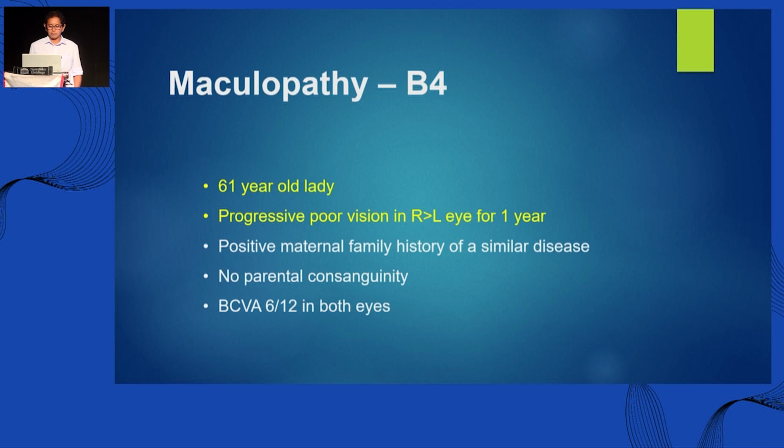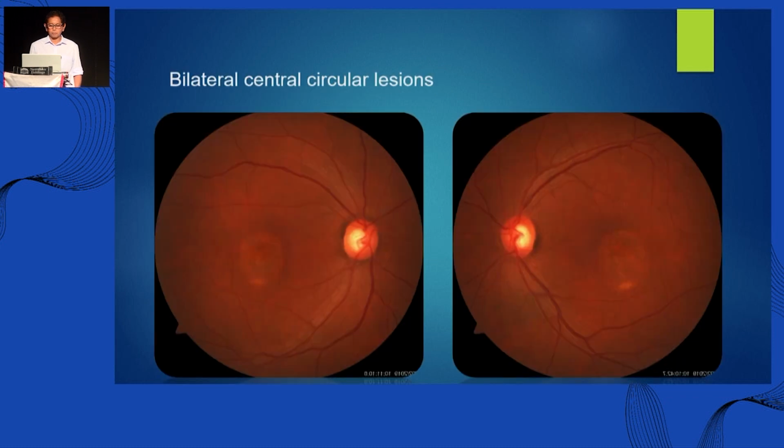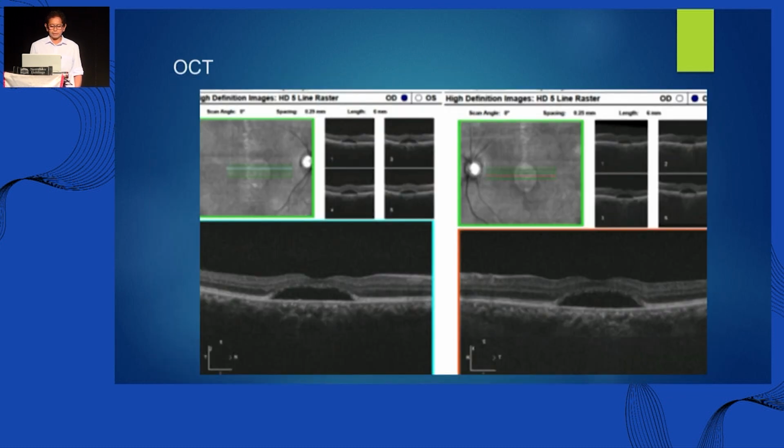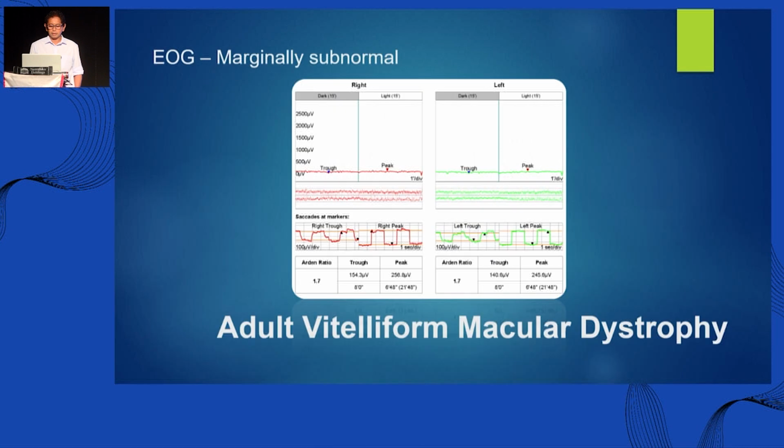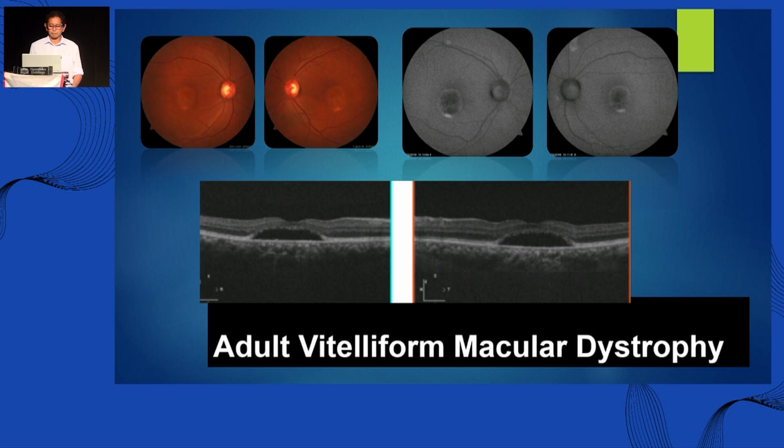So I think time is up. And this one is actually a ring-like lesion, just like that, of adult vitelliform dystrophy where the EOG is about 1.7. So a similar picture: if the Arden ratio is around 1.7, it most probably is adult vitelliform.